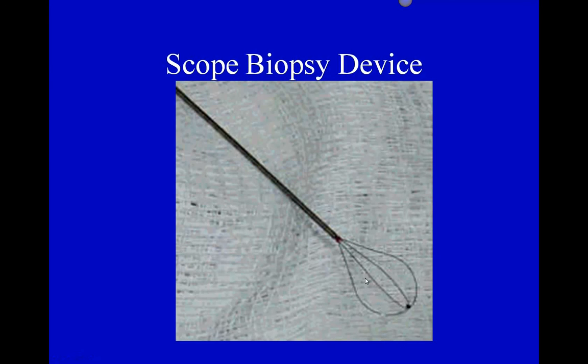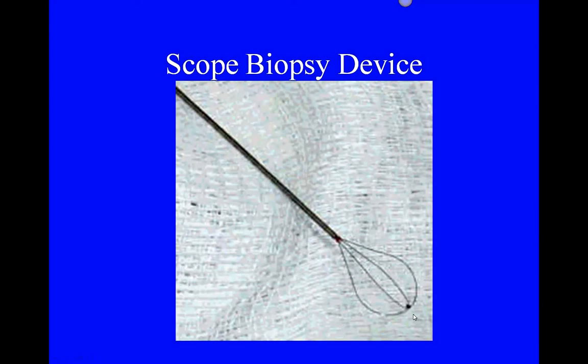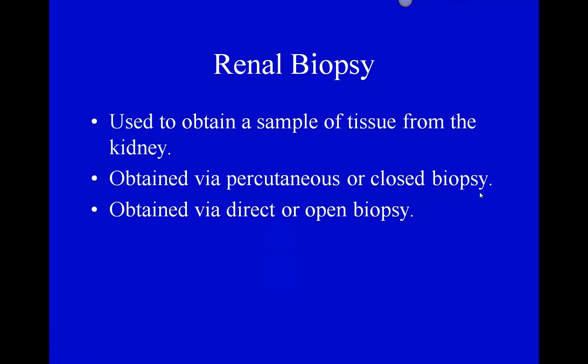Here's what those might look like. As you can imagine, this could collapse down to go through the scope and then enlarge. These are fairly sharp, so it could be used to pick up a piece of that tissue and then pull it back through that scope. Sometimes we have procedures where we need to biopsy something.